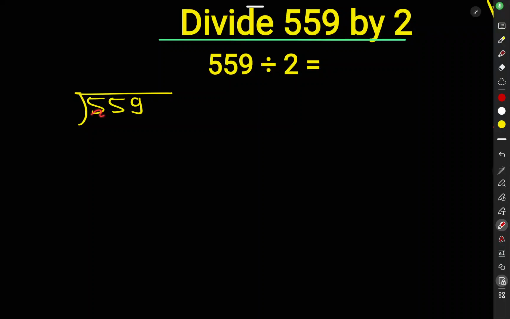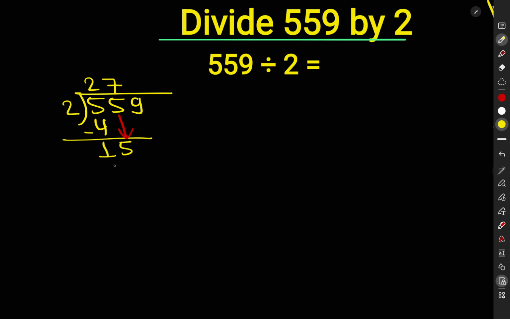We divide 559 by 2 in long division method. 2 times 2 is 4. On subtracting we get 1. So now we put down this 5 and it is 15.